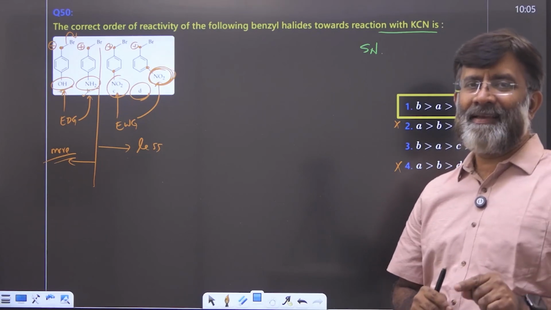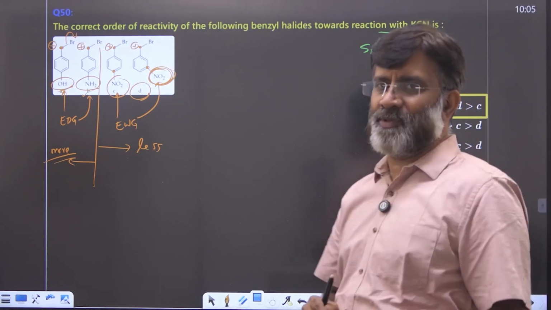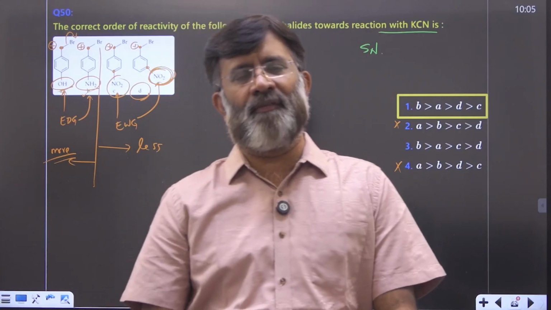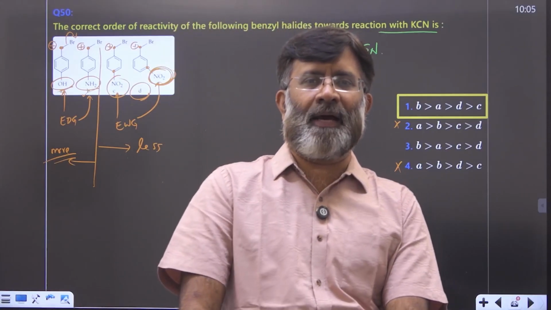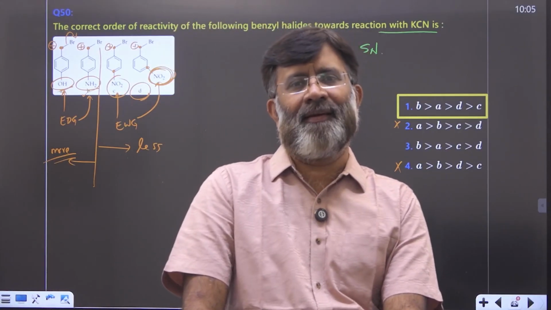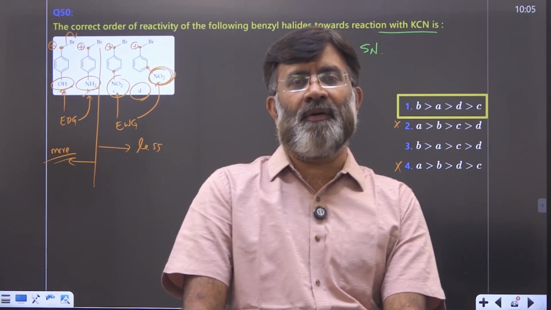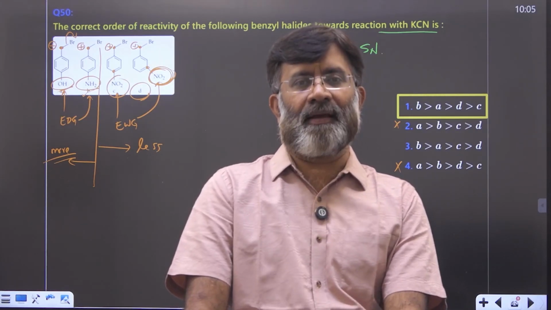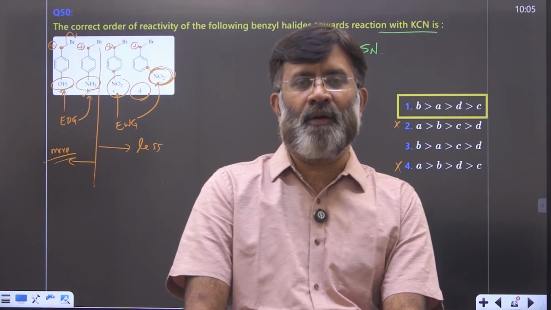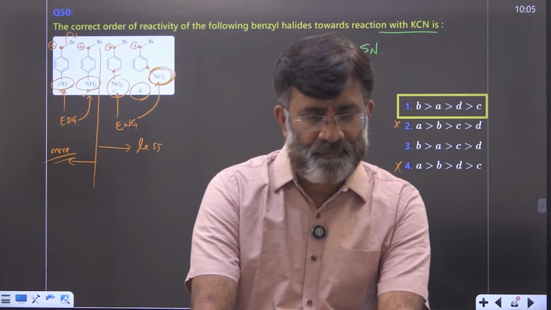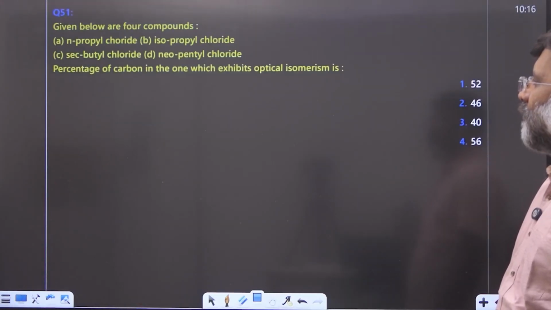But in C, the nitro group is at the para position, and the electron withdrawing effect of the NO2 group is high at a para position. That destabilizes the carbocation highly and the reactivity decreases to the minimum. Hence the answer. Right? There are 4 compounds given.